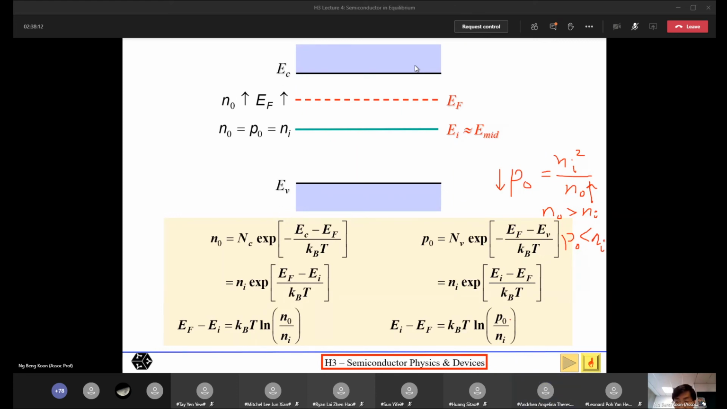If P0 is less than Ni, this term here will be less than 1, and if you take the natural log of it, you get a negative value. What you can see here is that EI minus EF will be negative, which means the Fermi level is not below the intrinsic Fermi level. The Fermi level is actually above the intrinsic level. That's why when you subtract, you get negative, which is what you would expect. In this case, EF is above the intrinsic. Make sense? Kenna, any question on this?